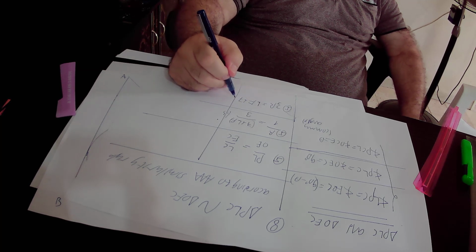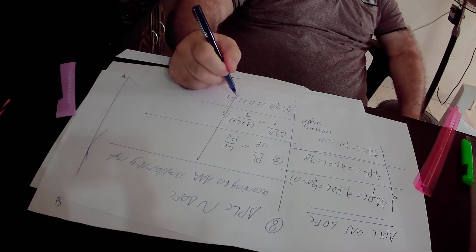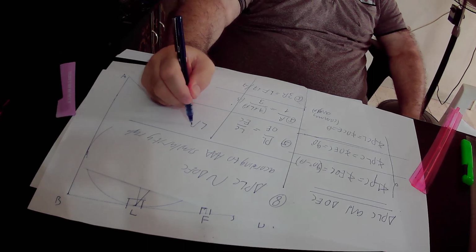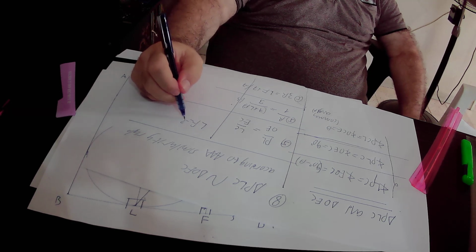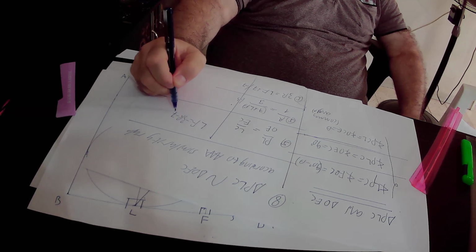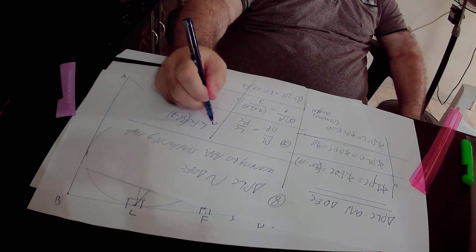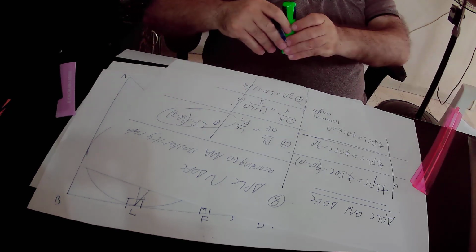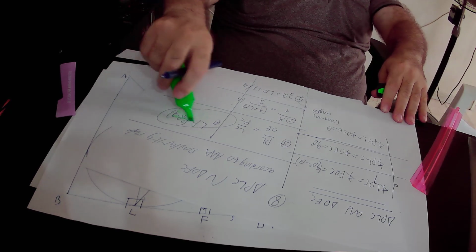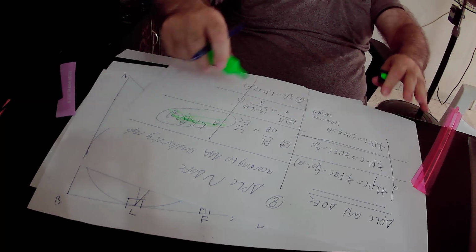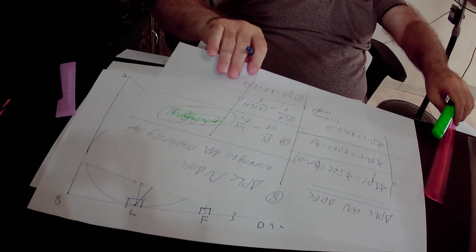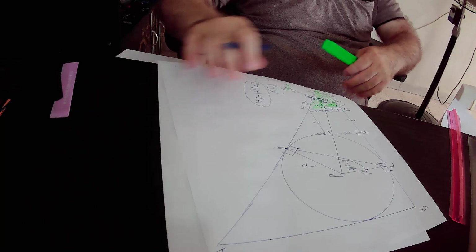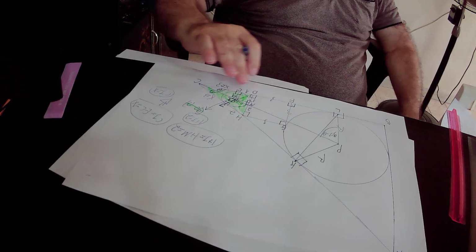Here we subtract 7 from this equation number 1, and we get that according to equation number 1, LF equals 3R minus 7. LF equals 3R minus 7.